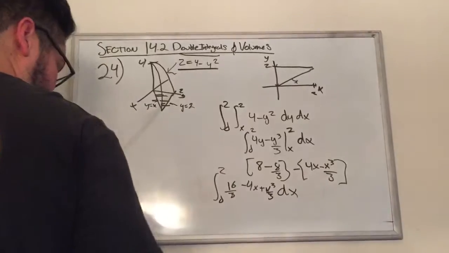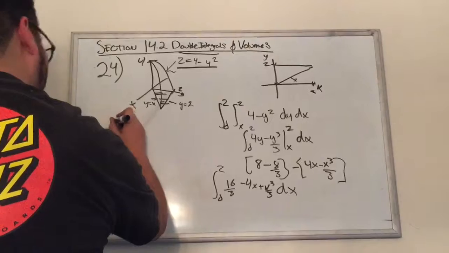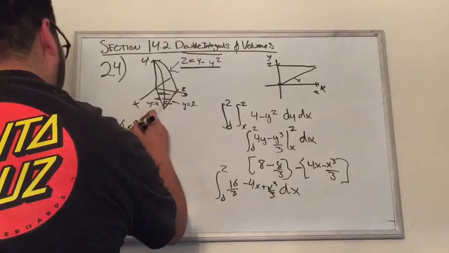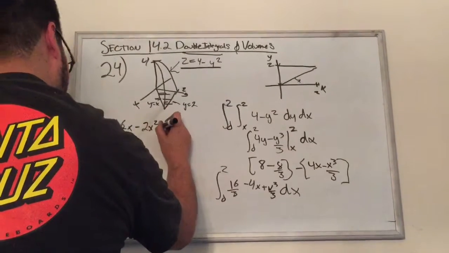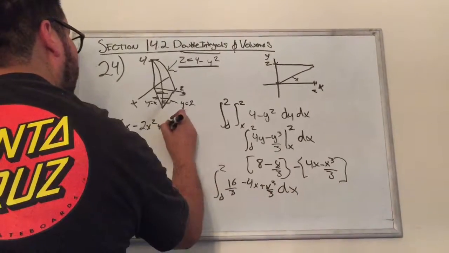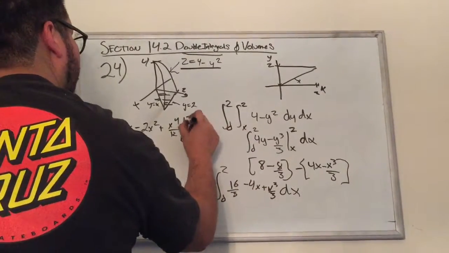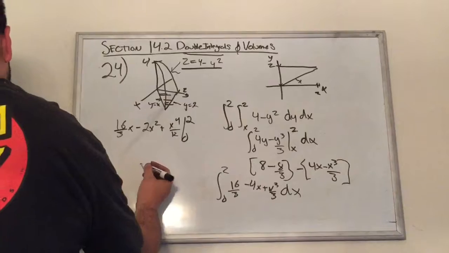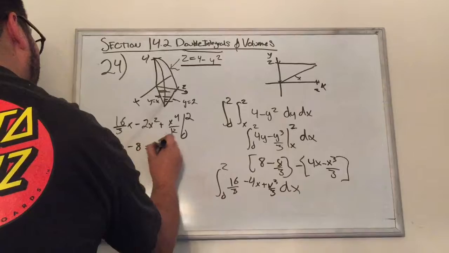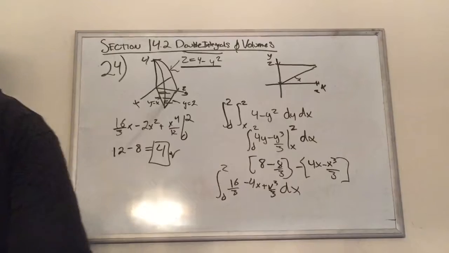Okay, so we did that. And then after that, we take the integral with respect to x. So then we end up with 16 over 3 x minus 2x squared, and this is plus x to the 4th over 12, and then that was from 0 to 2. Okay, and then once we distribute this right here, we get 12 minus 8, and that equals 4. So the volume of the region equaled 4 units cubed.